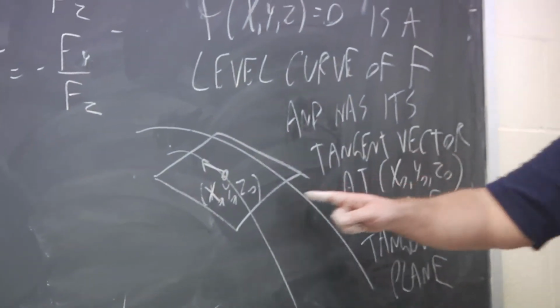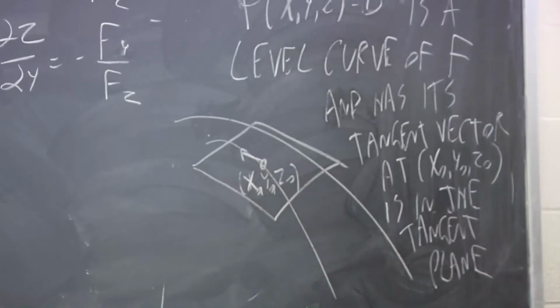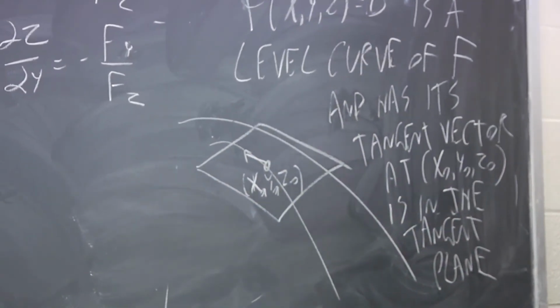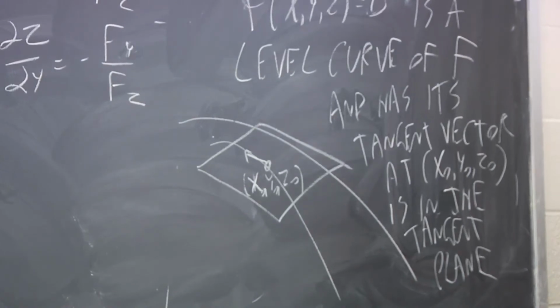So this tangent vector here, how does it relate to the gradient? Because this tangent vector is a direction of a level curve. So how does it relate to the gradient of f? As we discussed earlier today.